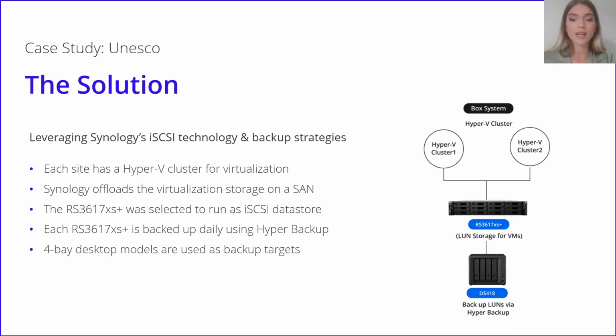Each of the 70 sites of the organization has a Hyper-V cluster for virtualization, and they then offload the storage onto an RS3617 Access Plus, which acts as a SAN data store. And each of those RS3617 Access Plus is backed up daily with Hyper Backup. And the advantage is that since it is cold data, they can use any kind of NAS to do the backup, and they went for a very cost-efficient DS418, which allows them to have a very affordable backup target.